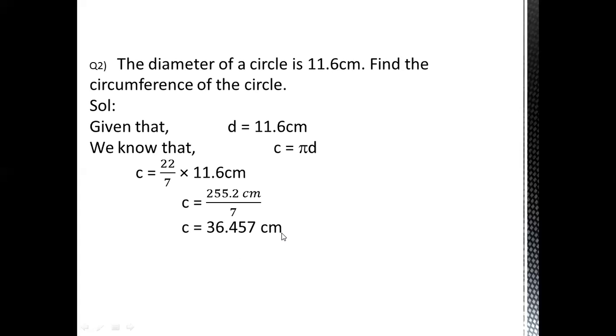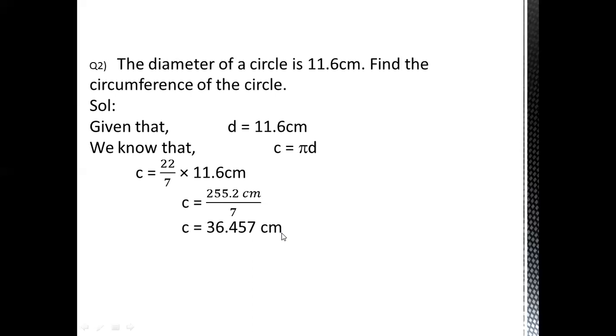Question number 3 is your homework. You will do it by yourself. Very easy. In question number 3, the radius is given and you find the circumference of a circle. So when the radius is given, the circumference formula you will write is 2 pi r. Pi value 22 by 7. R value is given 9.8. So you solve, you will get the circumference. So the third question is your homework.